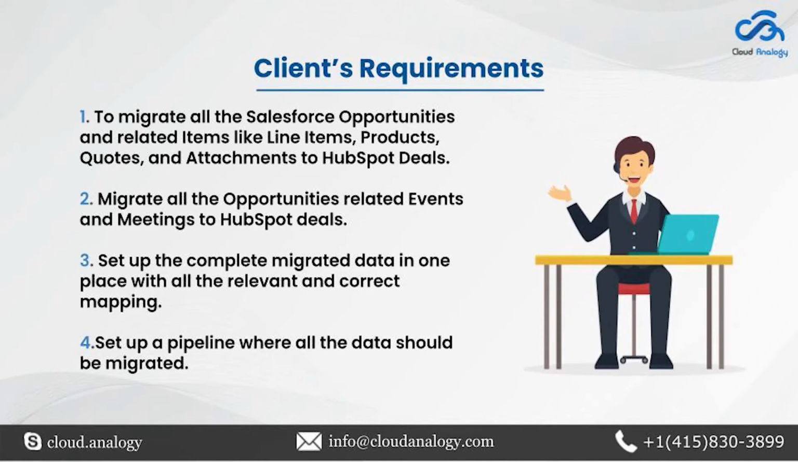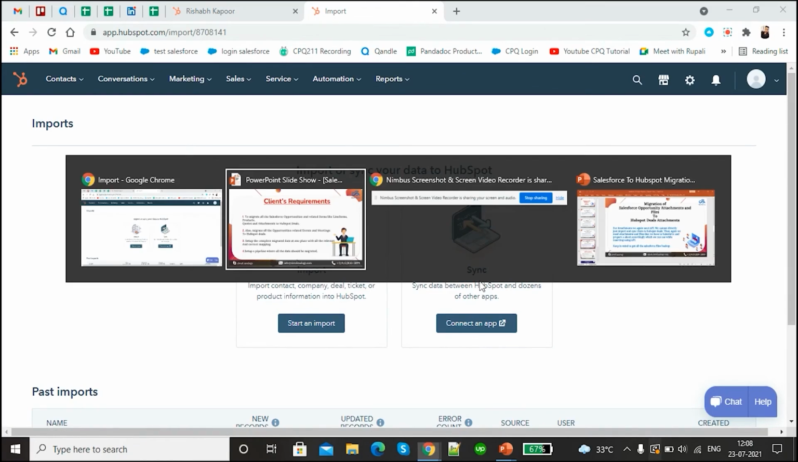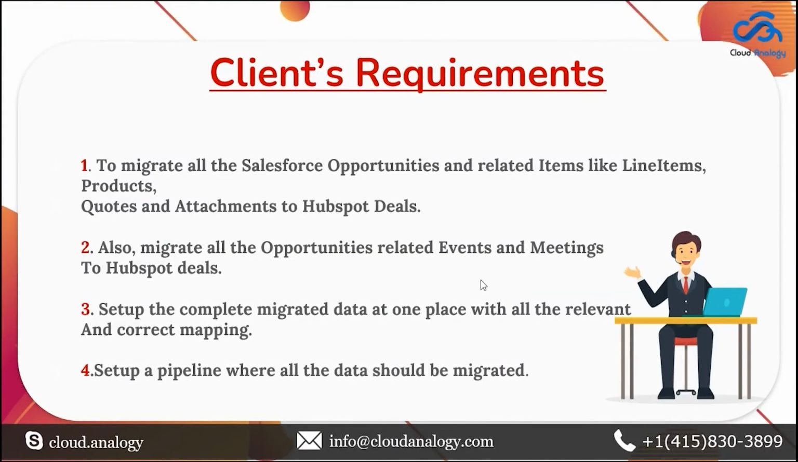Apart from that, they also wanted to import the opportunity-related events and meetings to deals. All these activities which are under opportunities should be in HubSpot. For that, we can also use a sync feature for deals from HubSpot. We have a sync feature in HubSpot as well, so we can connect Salesforce with HubSpot and just sync with the click of a button. We can also filter out the data which we don't want to sync from Salesforce to HubSpot. Using this feature, we can also import and migrate the data from Salesforce. But for the line items, quotes and attachments, we have to use the API, as we cannot get them using sync. In this way, we migrated the Salesforce data to HubSpot.